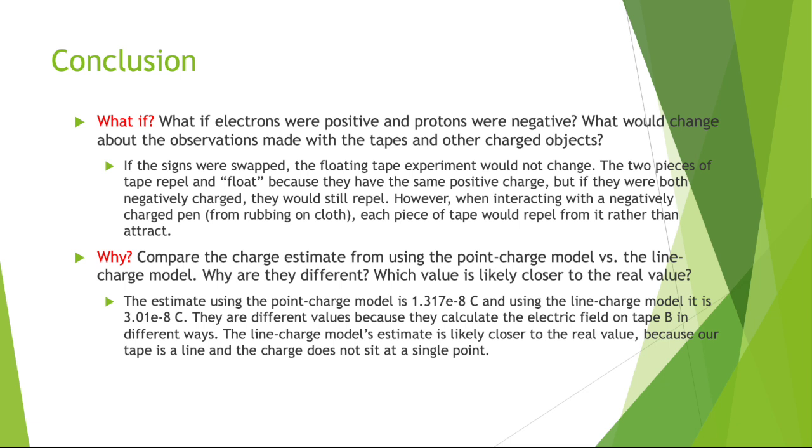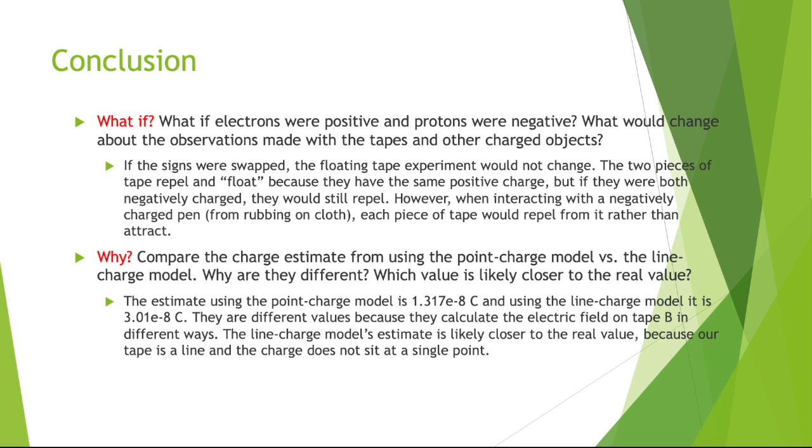However, when interacting with a negatively charged object, like a pen that has been rubbed on cloth, each piece of tape would repel from it rather than attract as it did before. Why? Compare the charge estimate from using the point charge model versus the line charge model. Why are they different, and which one is closer to the real value?